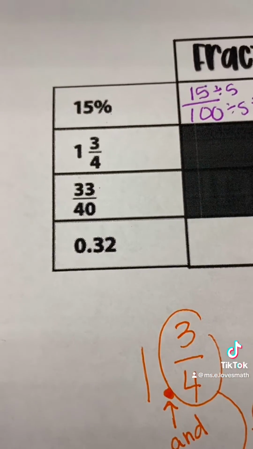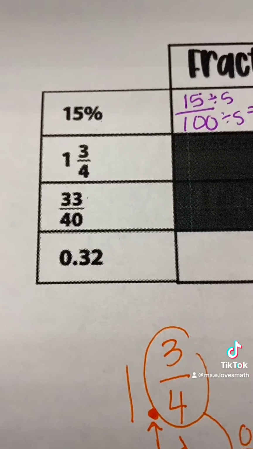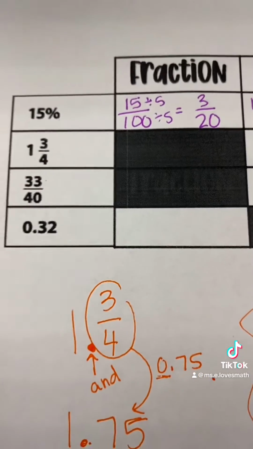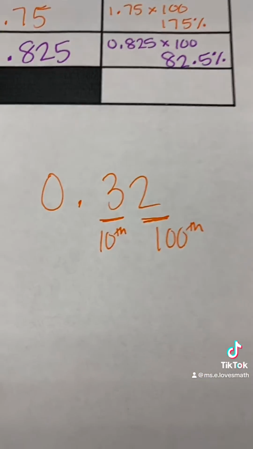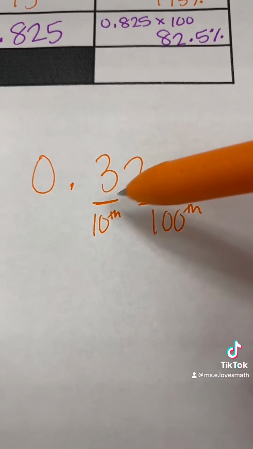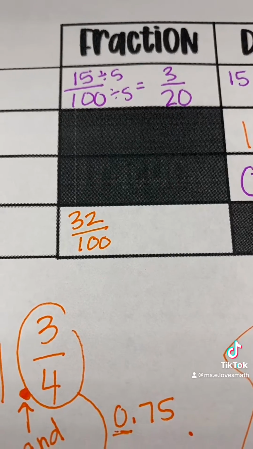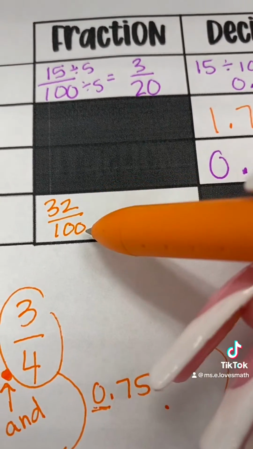Now we have 0.32. We need to turn it into a fraction first. To turn 0.32 into a fraction, we need to read it correctly using place value. 0.32 is also known as 32 hundredths, or you can write it as a fraction as 32/100.